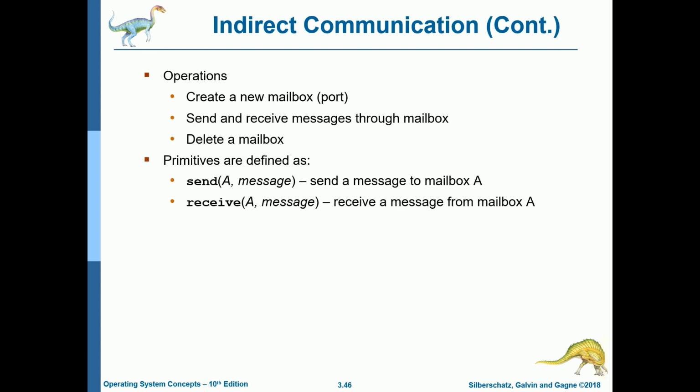The operations required to do this are, first, we have to create a new mailbox. Then we send and receive messages through the mailbox, and finally, once communication has completed, the mailbox is deleted. Now the send and receive primitives look like the following: send(A, message), where you send a message to mailbox A, or receive(A, message), where you receive a message from mailbox A.